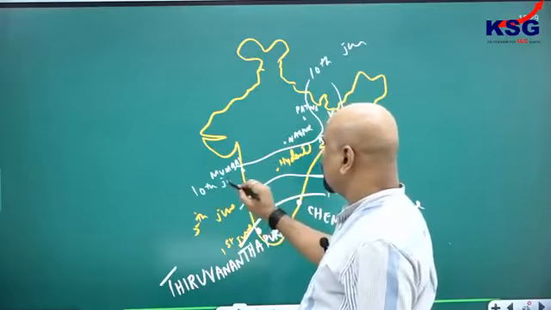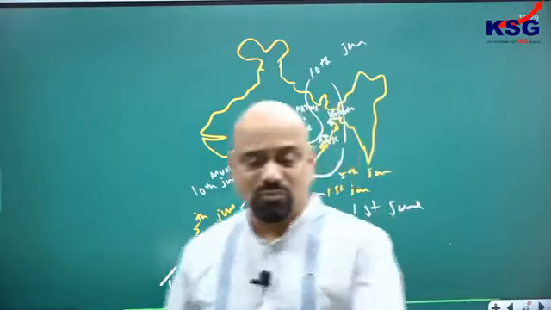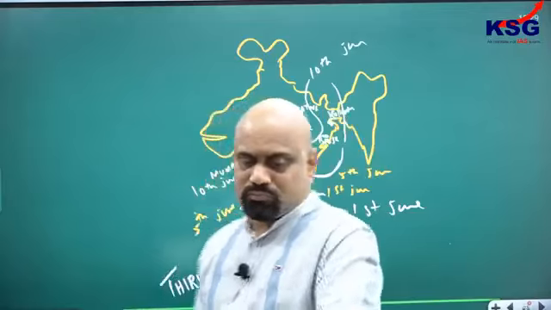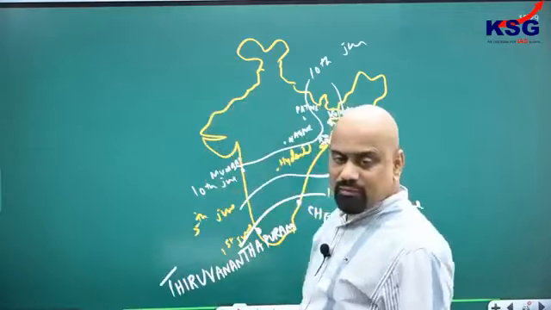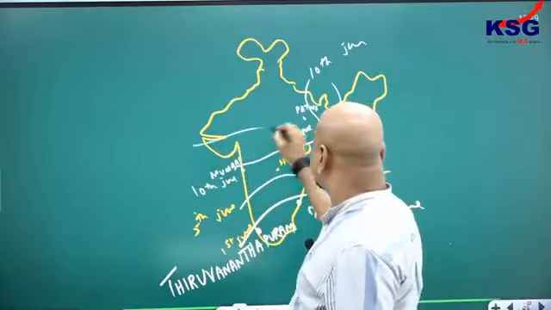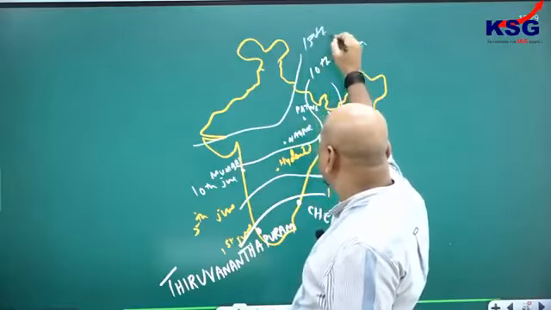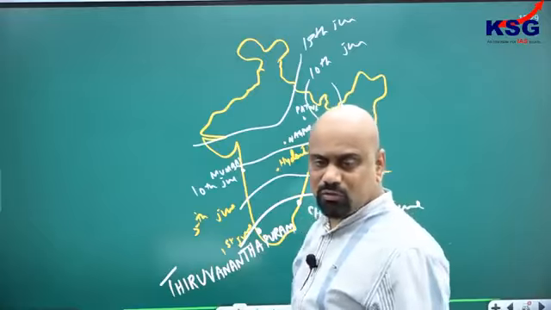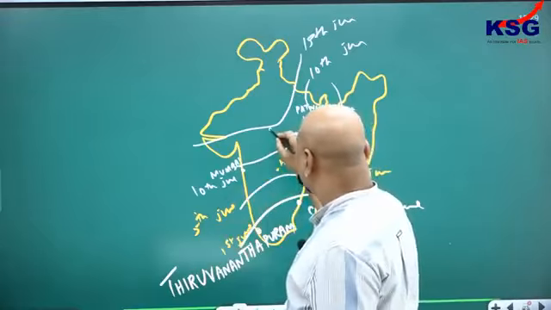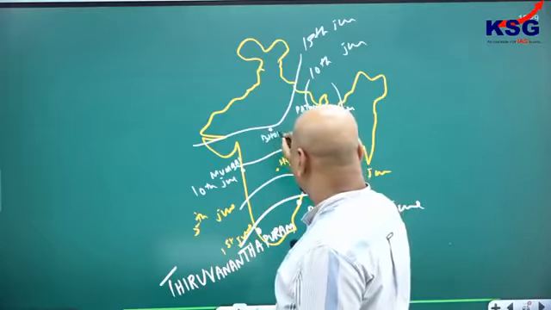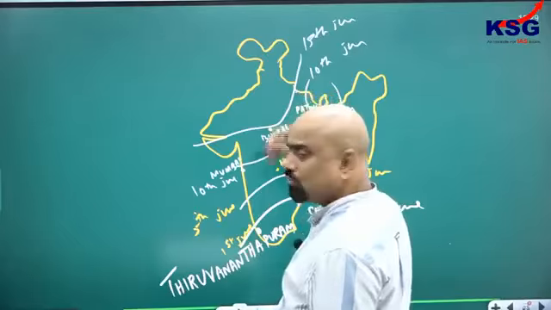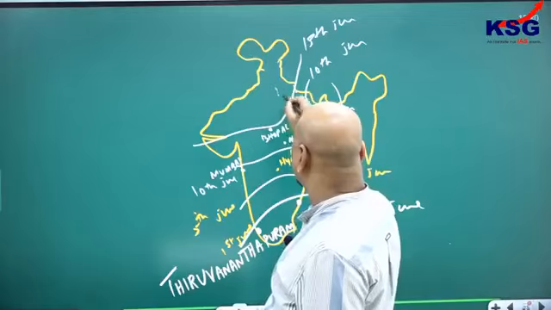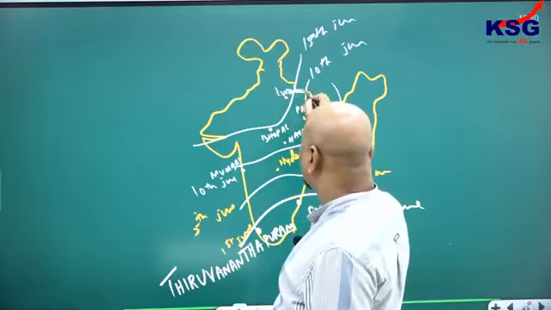10th June. This is the approach of the southwest monsoon. And by 15th June, it is like this. 15th June. यहाँ पे लखनऊ तक आ जाएगा. लखनऊ, this side Bhopal. Here you have Bhopal. This one here is Lucknow. Near Lucknow, in fact, it is like, here you have Lucknow.